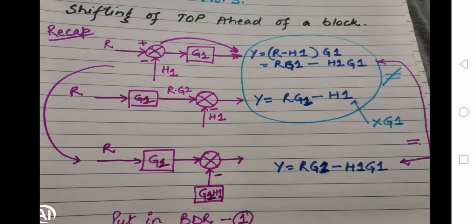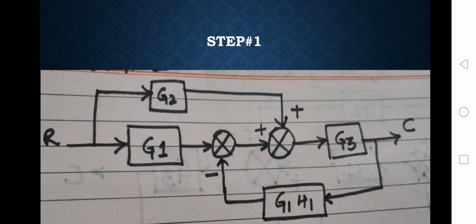Just check what happens when we shift a summing point ahead of a block. We should get Y, that is R into G1 minus H1 into G1. When we shift it ahead of block G1, what we get is R G1 minus H1, but what we should have got is H1 into G1. So when we move a summing point ahead of a block, we should multiply it with the same block. So we are now going to put G1 H1 in the block diagram of our numerical.